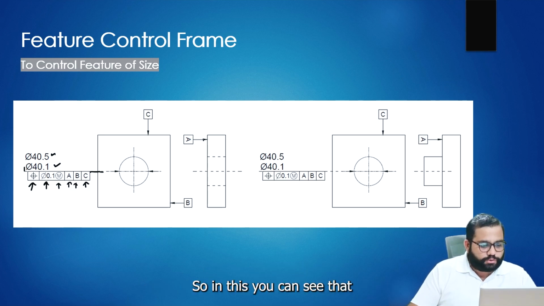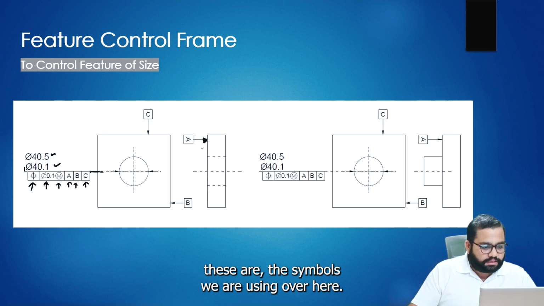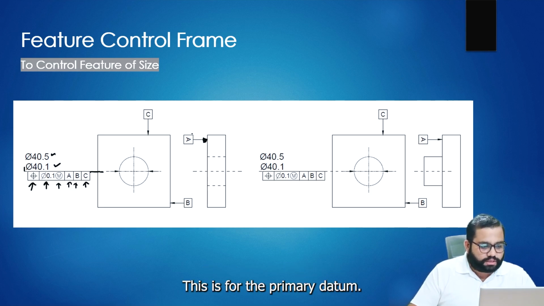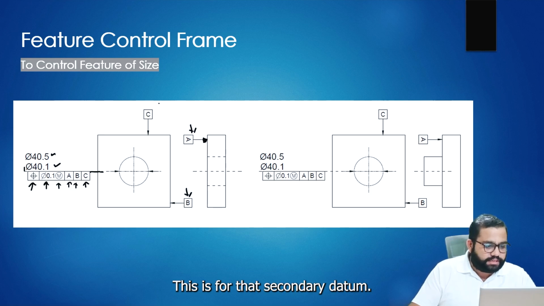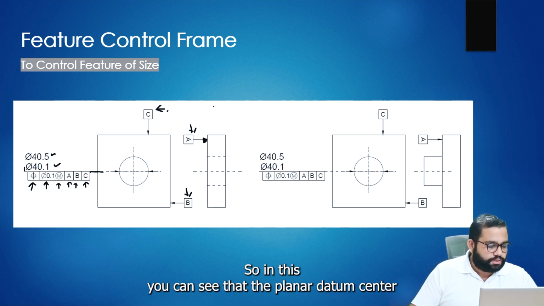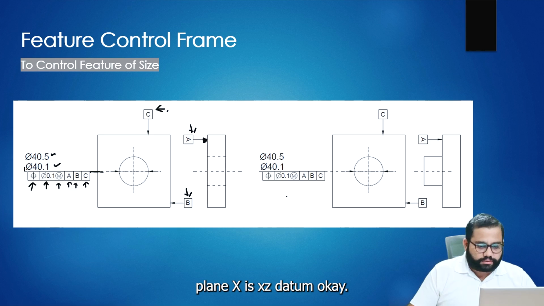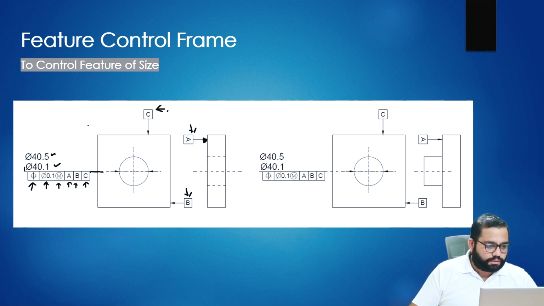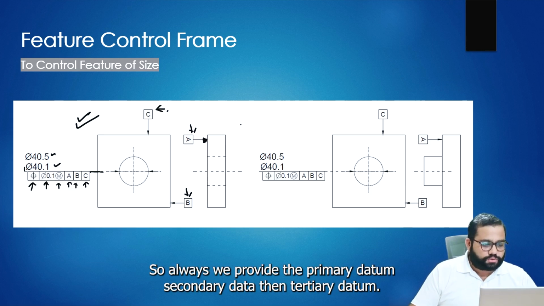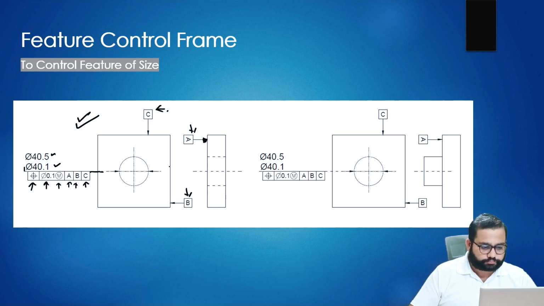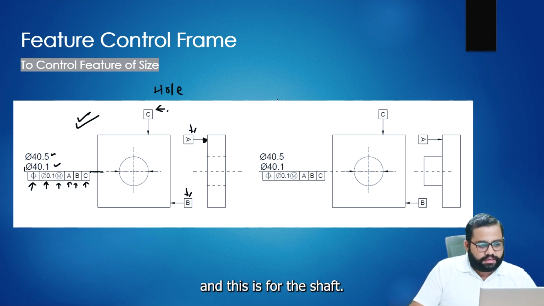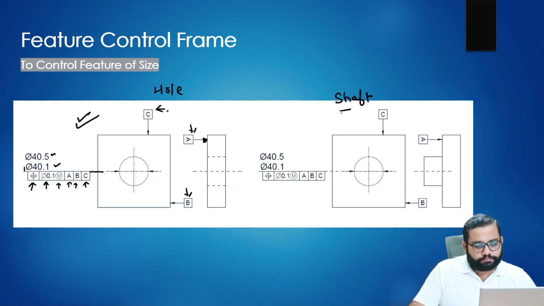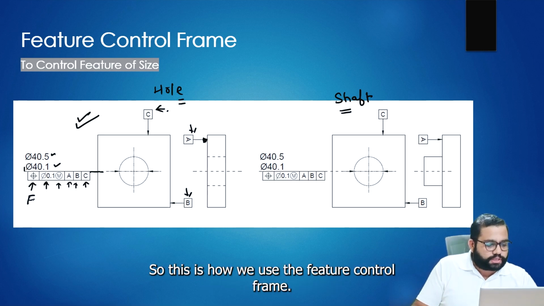You can see these are the symbols we are using over here: this is for the primary datum, this is for the secondary datum, and this is for the tertiary datum. Here you can see the planar datum, center plane, and axis datum. This is how we provide the tolerances in the drawing. We always provide the primary, secondary, and tertiary datum. This is for the hole and this is for the shaft. So this is how we use the feature control frame.